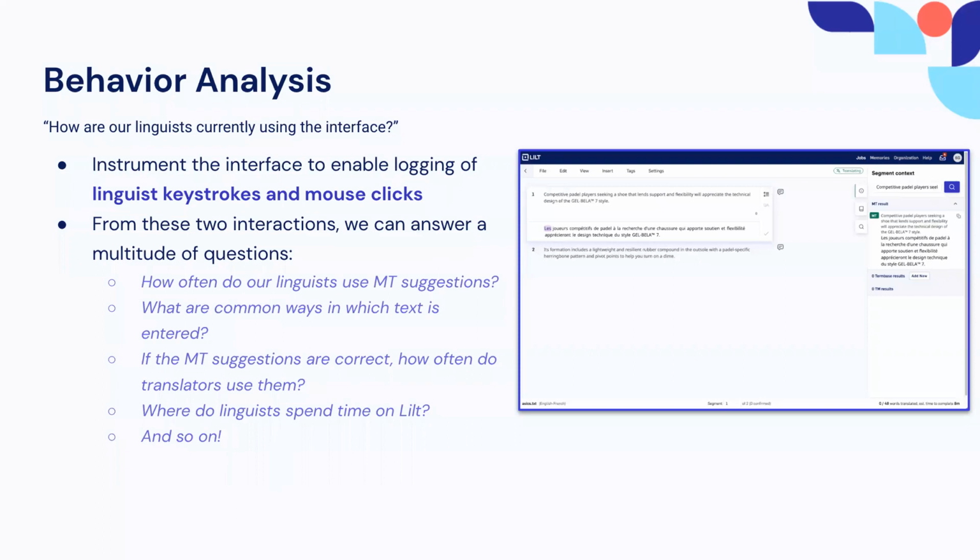Thinking about things like, here's a screenshot of the Lilt interface. Where are people spending their time? Does it differ for different customers? Is it different for different language pairs? Maybe some languages require a lot more searching through the translation memory or searching through concordance. So these are a lot of nuances that we can understand by looking at these logs.